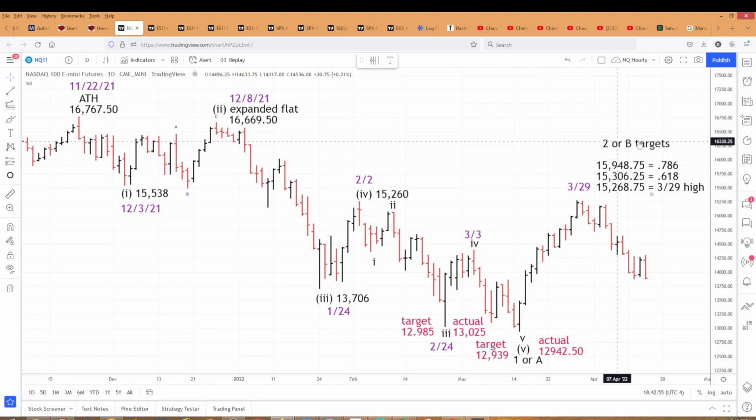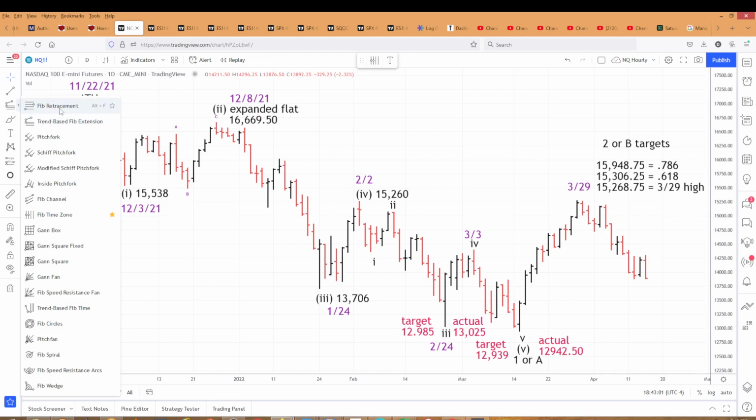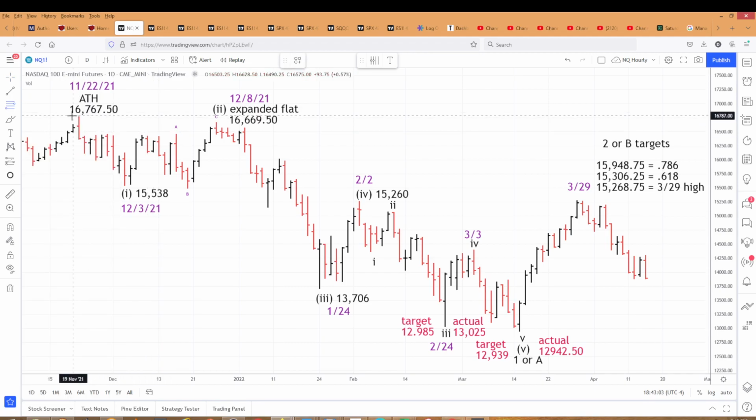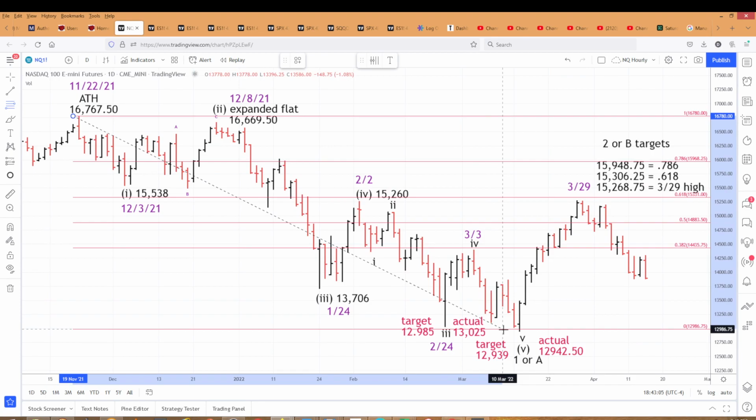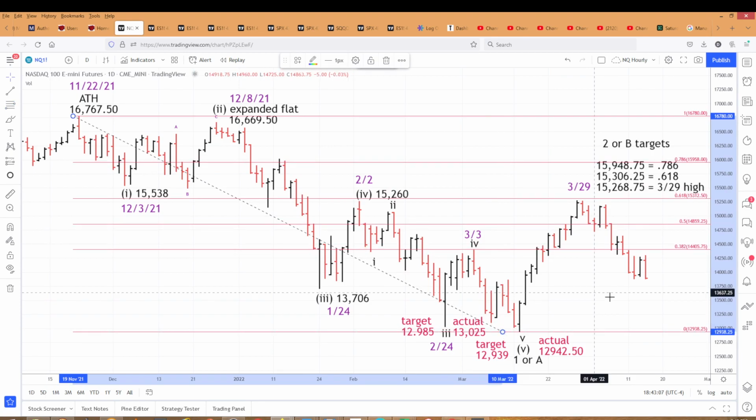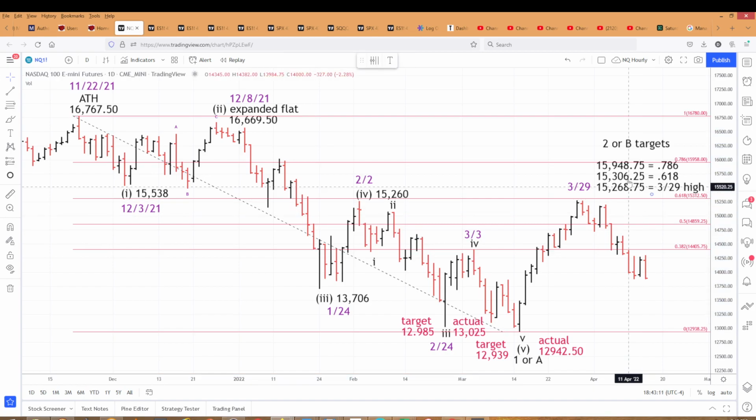A 2 up, 2 or B. And you can see those retracement levels there. Let me do these for you guys so you can have a look at them. This won't be exactly to the point, but it'll be pretty close to what I have there. There you can see the 786 at 15,948 if this decides to go higher. It did go within 3 days of that turn date, of the April 3rd turn date on 329, okay?